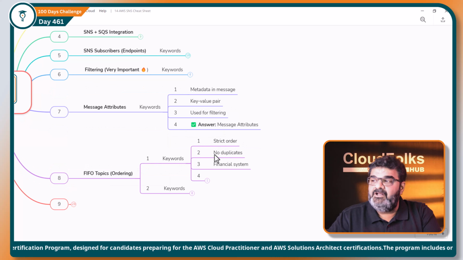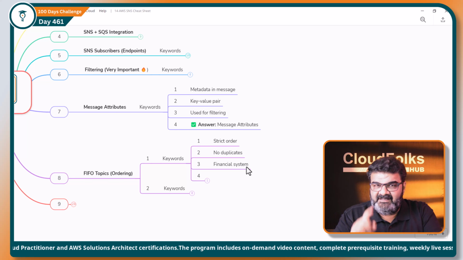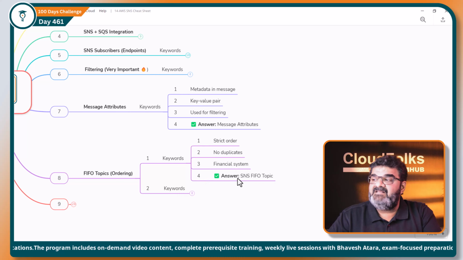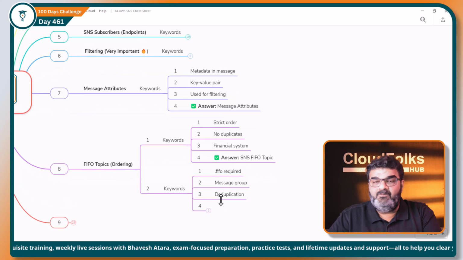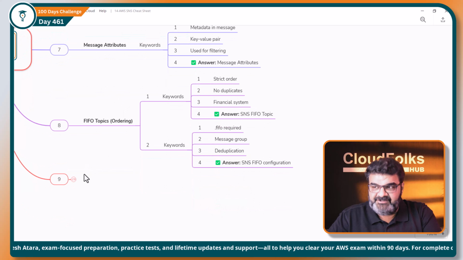Keywords: strict order, no duplicates, financial systems. You have to find these types of keywords from the question, and if you are getting them, it means the answer is most likely SNS FIFO topic. .fifo required, message group, deduplication, again SNS FIFO configuration.